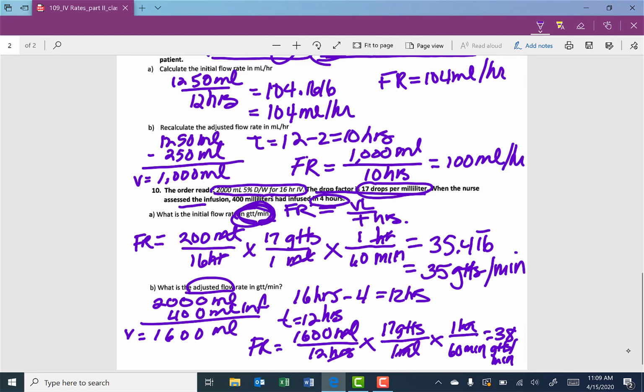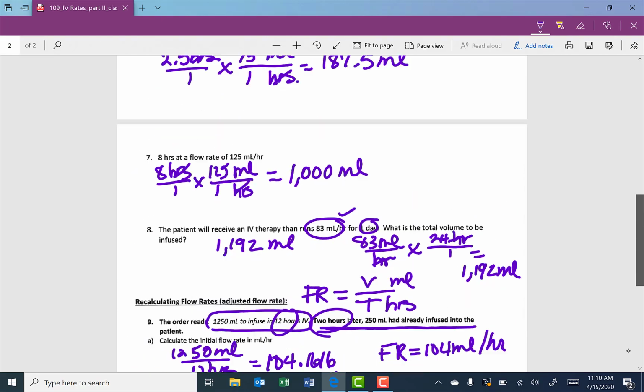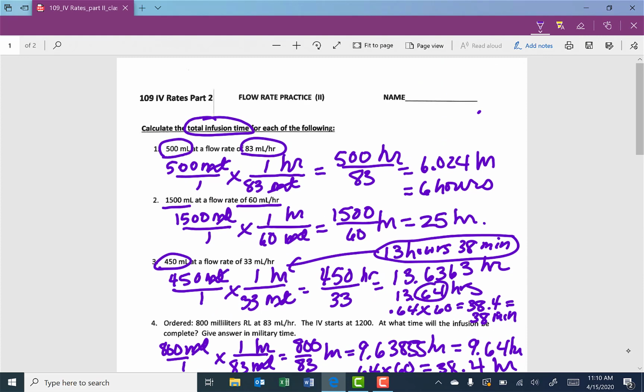So hopefully that helps you finish up this practice sheet, and you get a better understanding of what it means to find flow rate and recalculated flow rate.